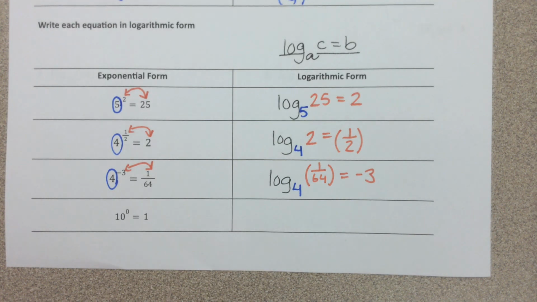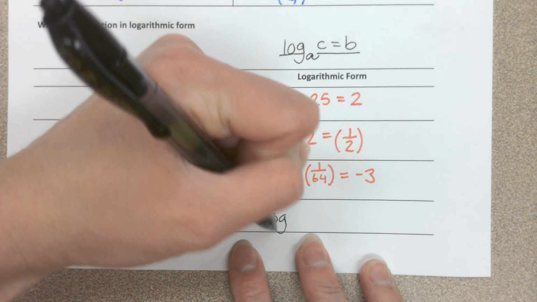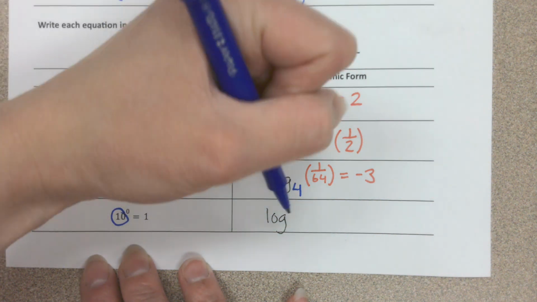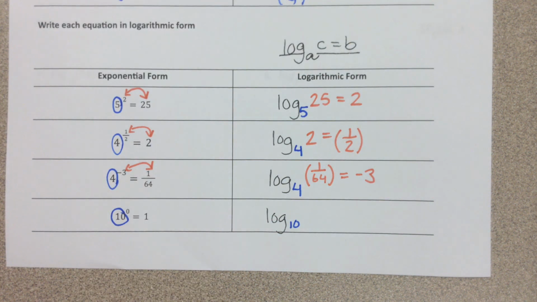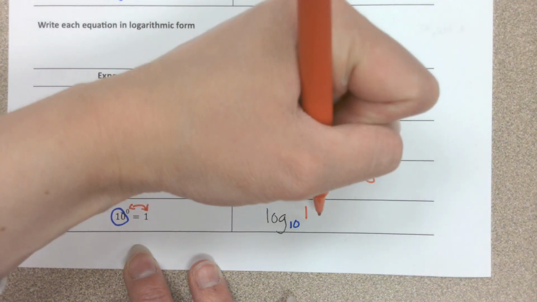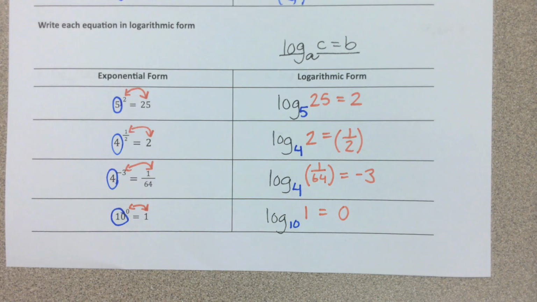Last one. Again, start with the word log, L-O-G. Base stays base. My base is 10. The other two switcheroo. 1 equals 0. There you have it. Questions on switching before we move on to solving?